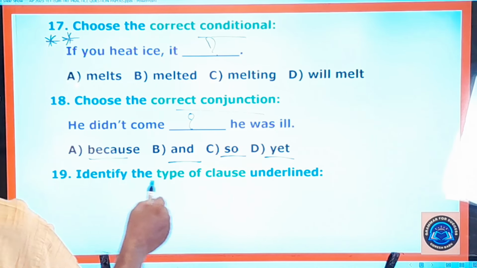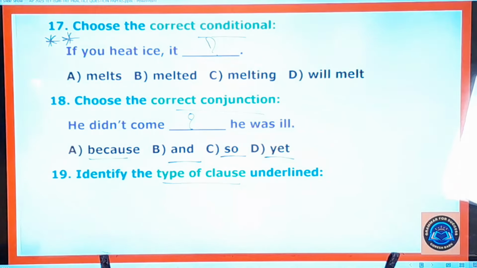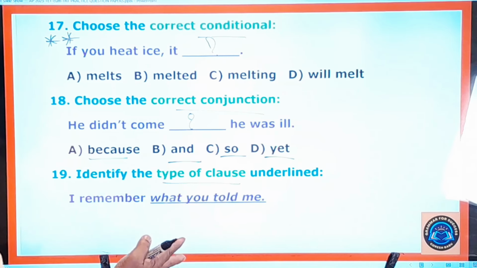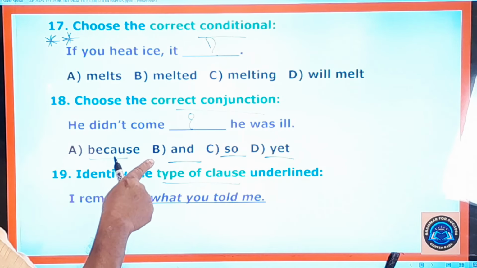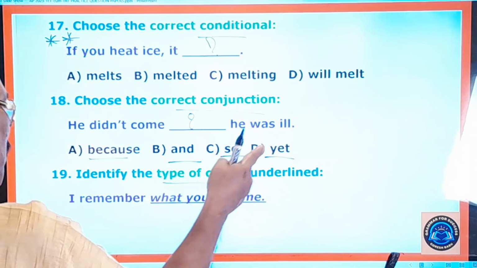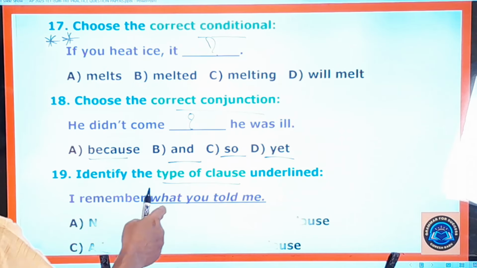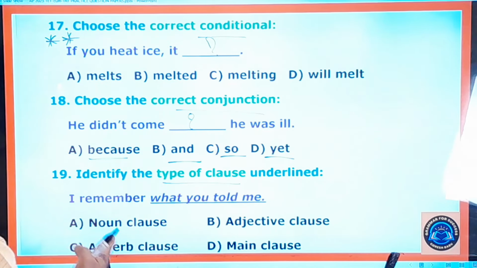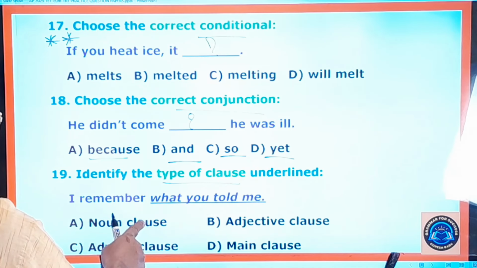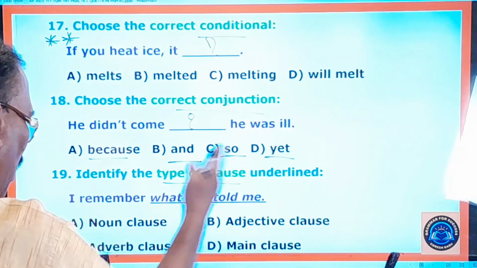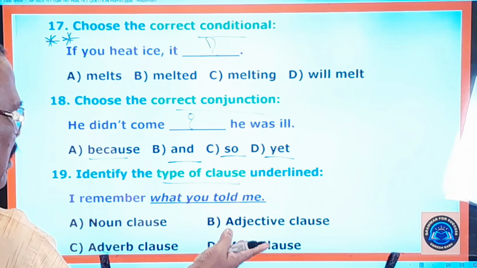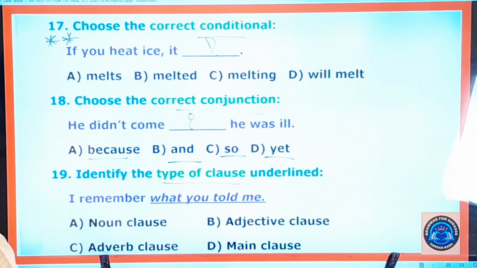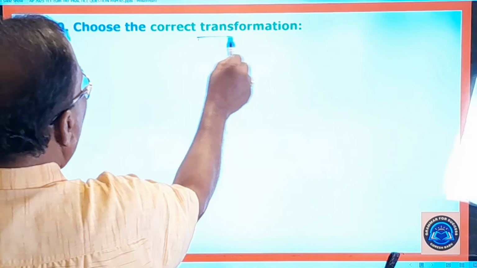19th one, identify the type of clause underlined. Some clause is underlined, and you have to name that clause. I remember what you told me. So here this is the part underlined. What kind of clause is this? You have to choose from the given options, whether it is a noun clause, an adjective clause, an adverb clause or a main clause. You know that very well. You choose it.